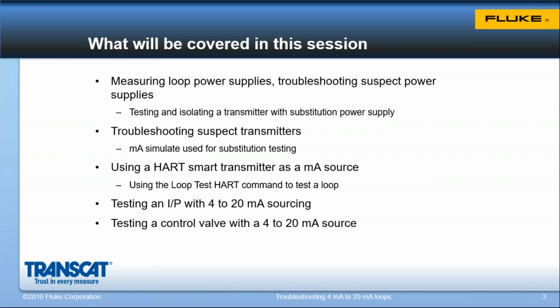We're going to cover measuring loop power supplies, troubleshooting suspected power supplies that are defective, testing and isolating a transmitter using substitution, power supply testing, and troubleshooting suspect transmitters using milliamp simulate as a substitution method. We're going to cover using a HART smart transmitter as a milliamp signal source, something often overlooked in a functionality built into HART smart devices, testing an I to P using a 4 to 20 milliamp signal source, and testing a control valve with a 4 to 20 milliamp source.